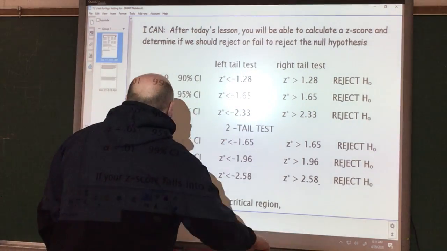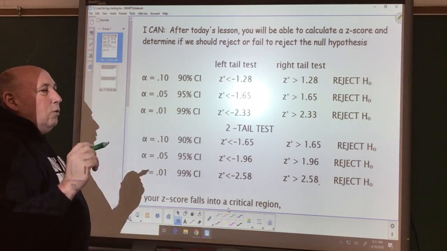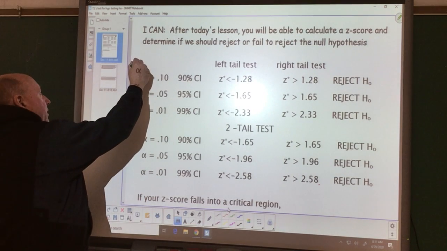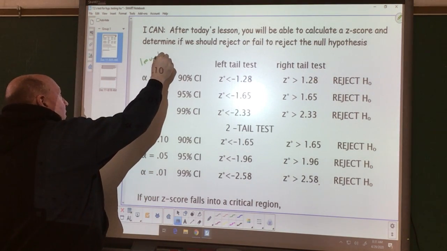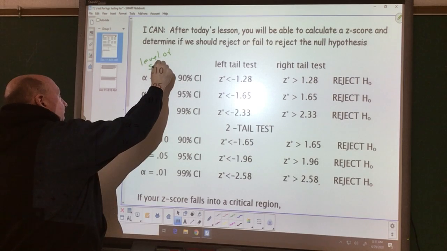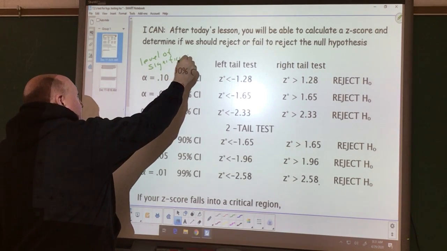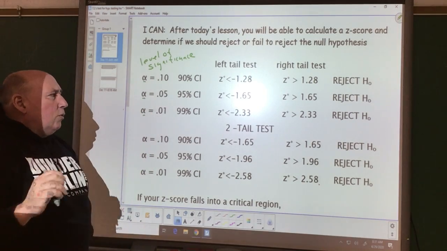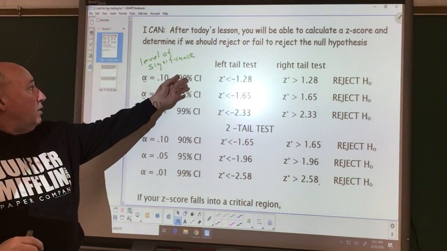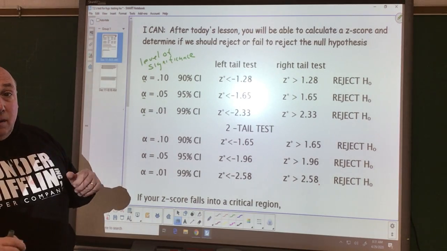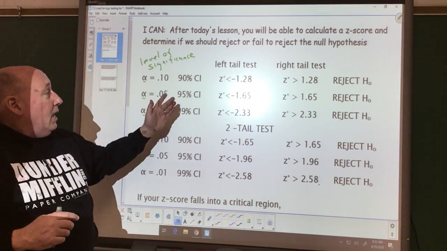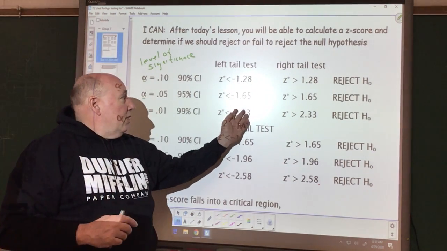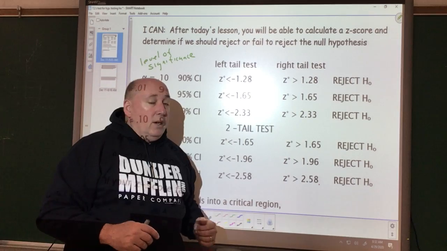When we talk about an alpha value, that's what will be given to you on a problem. An alpha value, which is a level of significance. Those will be given to you, which relates right back to a confidence interval, because they are connected together. And our critical values are these values that exist right here.